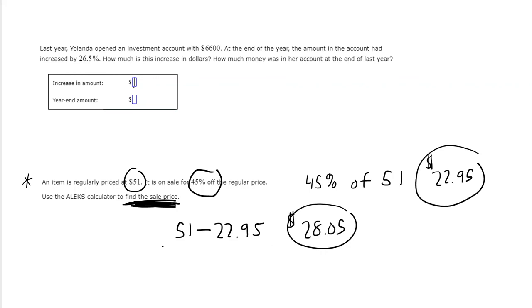Okay. Another way that you could do this is if it is 45% off and it's regularly priced at 51. If you're going to save 45%, that means you are going to pay 55%. Now these two right here need to add up to make 100. So if you're going to save 45, that means you will pay 55. So another way that you could think about this is if you do 55% of 51.